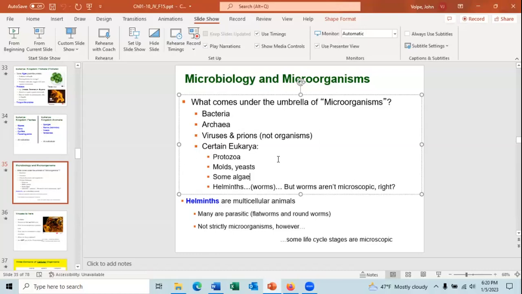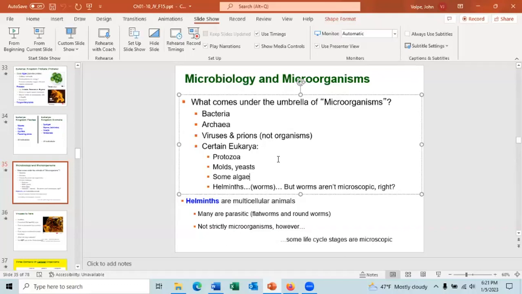Any question about any of that? All right, let's talk a little bit more about the helminths. They're multicellular animals. Many, but not all of them, are parasitic. Like all of the flatworms are parasitic, I think that's right. And many of the roundworms are parasitic. But not all worms are parasitic.